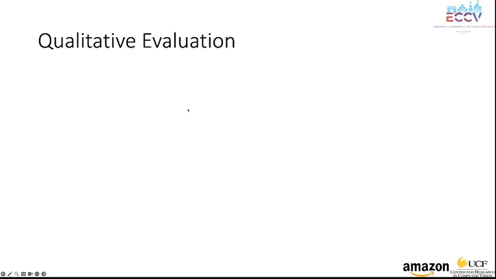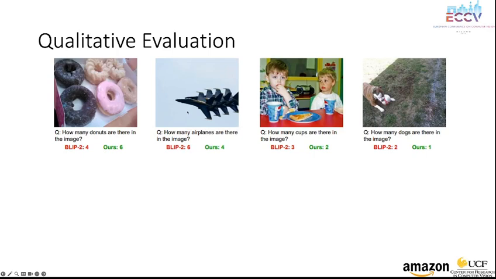Next, we show some qualitative evaluation. For object counting, here I am showing different examples. The first one shows different instances of the same class, and the second one shows very cluttered or overlapping instances, where our model is correctly able to identify all the instances accurately.